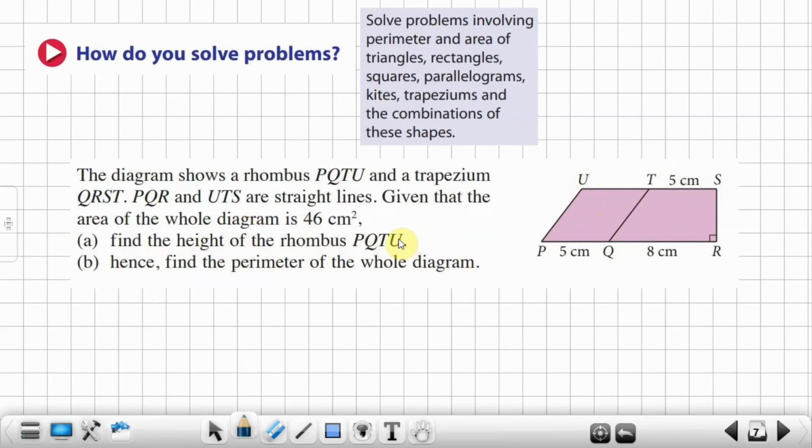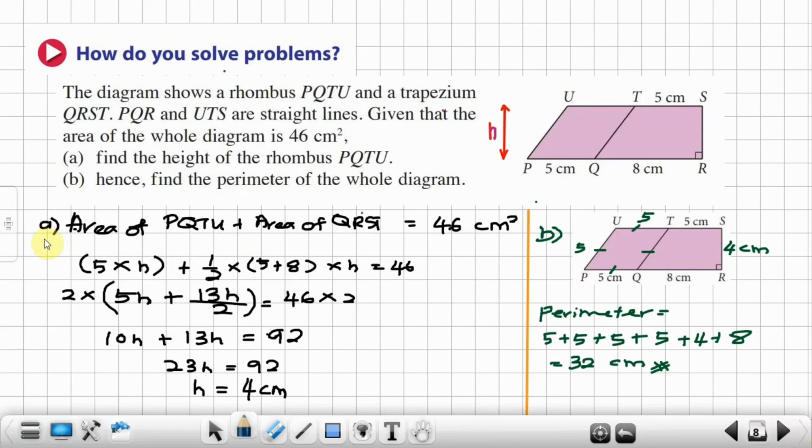First of all, we need the height. The height of the rhombus is actually here. This height is the same as the height of this trapezium, which is the length of SR. First of all, for A, the area of PQTU, which is the rhombus, plus the area of QRST, which is the trapezium, is 46 centimeter squared.